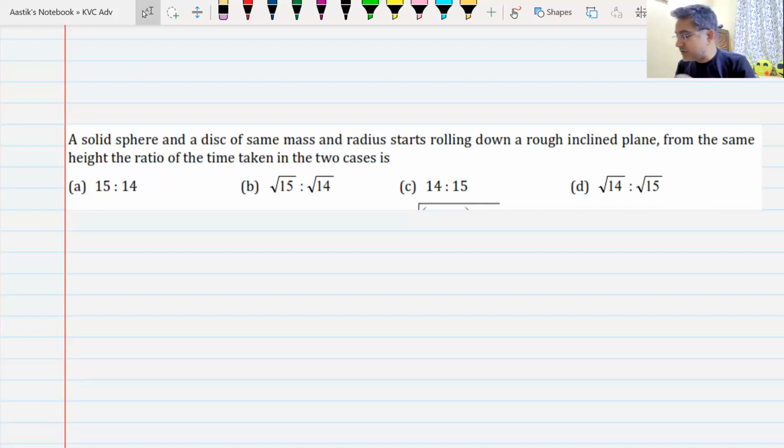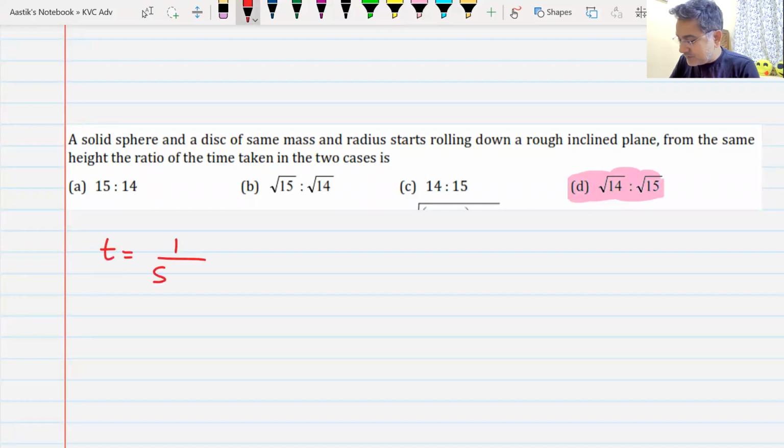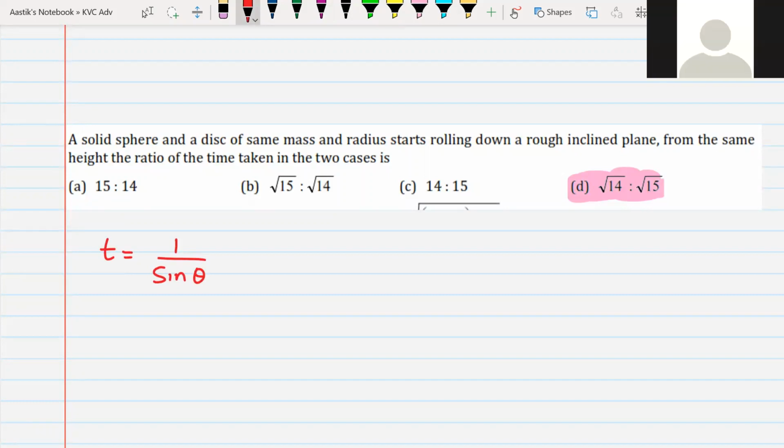Option D, sir. 14 is to 15. That is correct, sir. Anyone knows how to do this? Time of descent. You will have to be quick. The formula of time of descent. I don't remember it. I think it is 1 by sine theta under root 2h by g into 1 plus k square by r square.